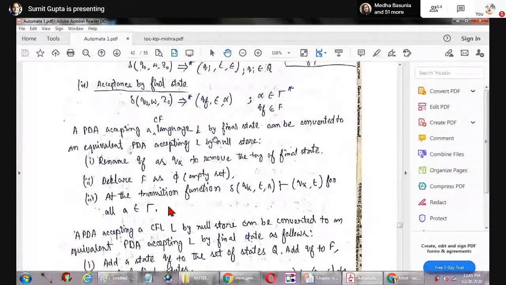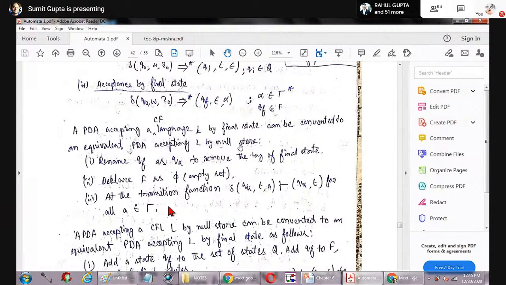আচ্ছা, আর একটা জিনিস আছে, suppose we have a PDA, a PDA accepting a context-free language. We know that for CFL, মানে context-free language, we require PDA, এটা লাস্ট উইক থেকেই বলছি। যেভাবে regular language অ্যাকসেপ্ট করার জন্য we have FA, finite automaton. Similarly for CFL the machine that is required is PDA, right? So a PDA that accepts a context-free language by final state can be converted to an equivalent PDA accepting that same language by null store.